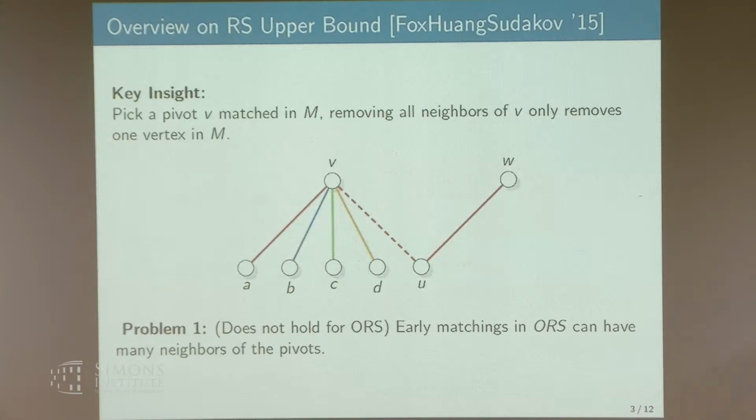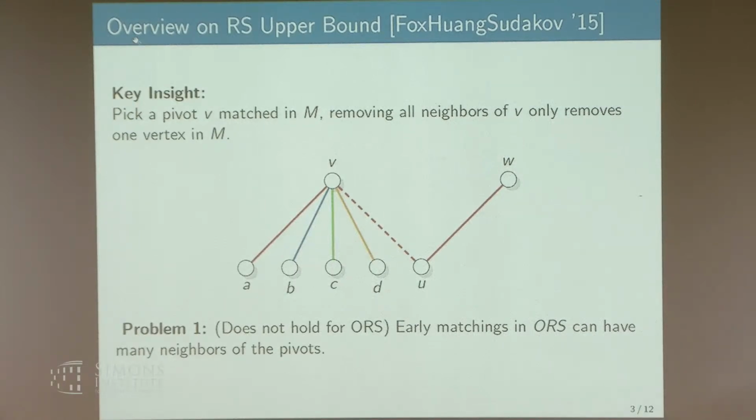So now I'm going to start with an overview of the RS upper bounds that were shown by Fox, Huang, and Sudakov in 2015. What they observe about RS graphs is this main insight: say the red lines are the matching, and VAWU is our matching. If we pick a vertex from this matching and remove all of its neighbors from the graph, then we are only removing one other vertex from this matching. So we're removing a lot of vertices, but this matching is not damaged at all.